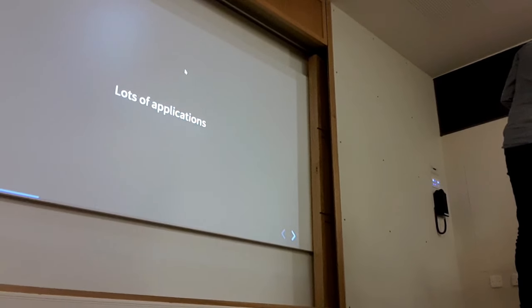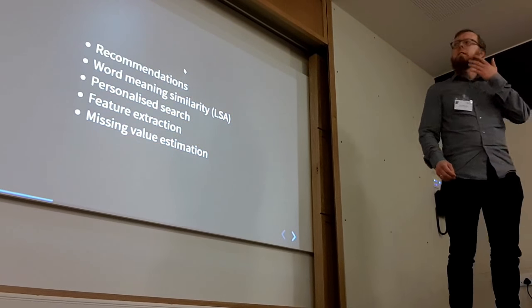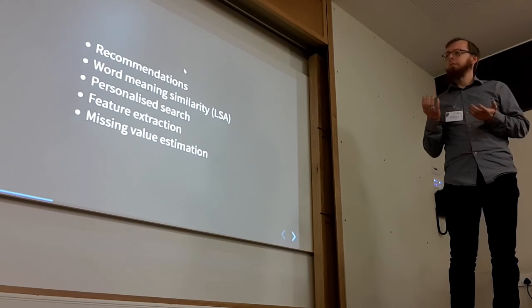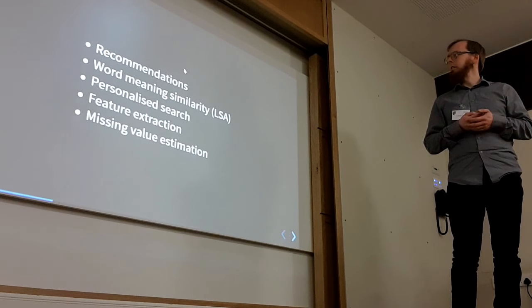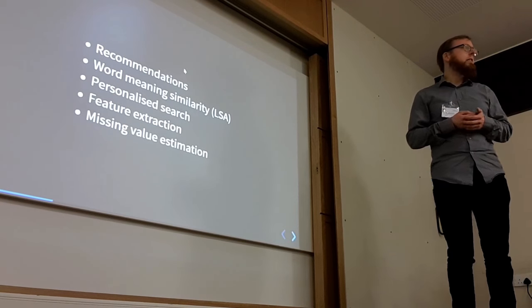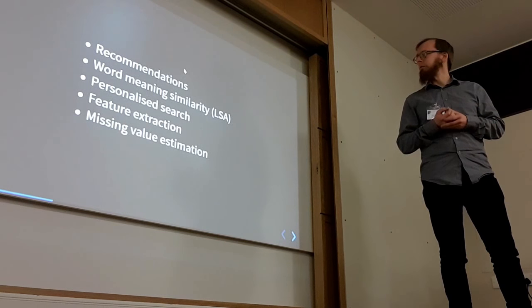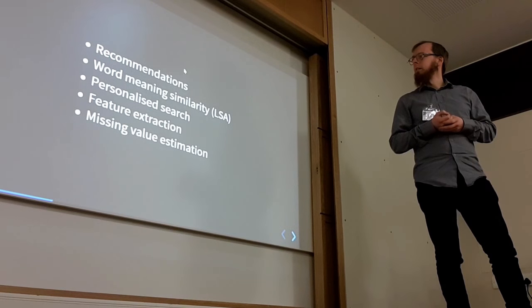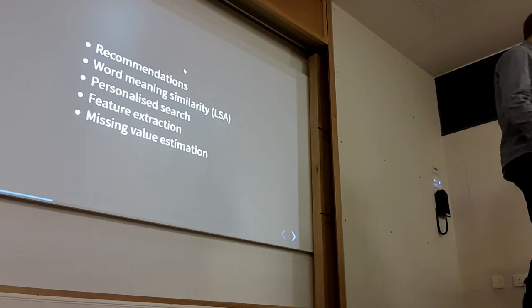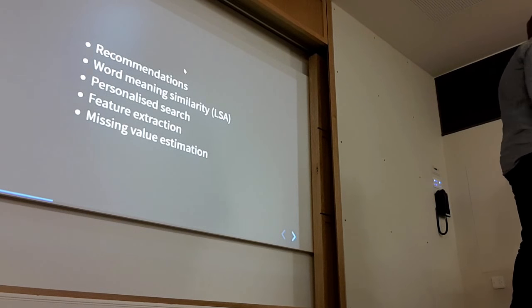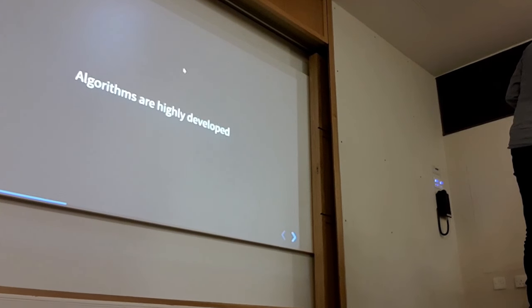And so some examples are recommending, so the recommended items you get on Netflix or Amazon, but also things like word meaning similarity, so latent semantic analysis is one of the first applications of this kind of stuff. Personalized search, feature extraction, missing value estimation, so there's loads of things you can use this stuff for, so hopefully I can convince you that it's a useful thing.